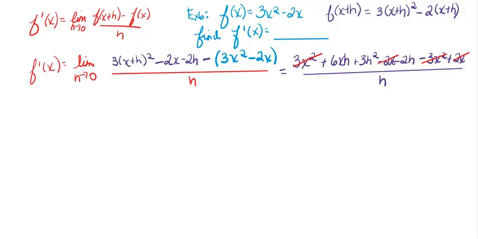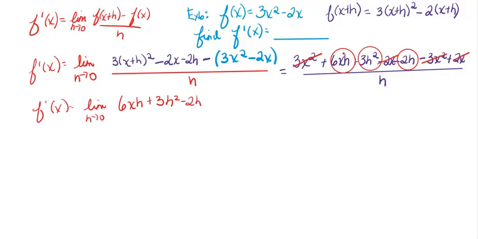So all I'm left with are 3 terms. 6xh, 3h squared, and negative 2h. So I'm going to rewrite those here. So f prime of x is the limit as h approaches 0 of 6xh plus 3h squared minus 2h all over h.